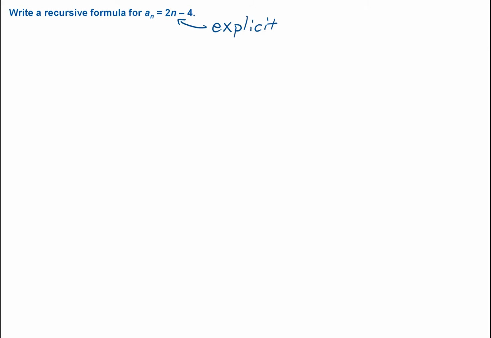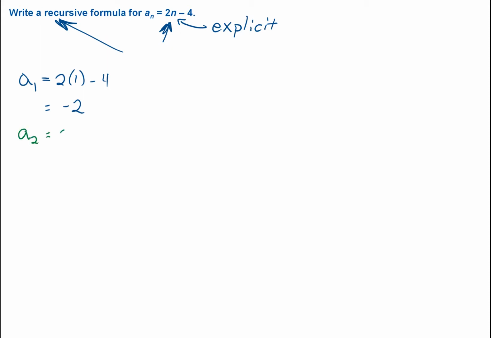But for practice, we're going to figure out, how can I convert this explicit into recursive? Well, first, we have to figure out what our a sub 1 is, because remember, we always need a sub 1 with our recursive formulas. So let's plug in the formula. It's 2 times 1 minus 4, which is equal to negative 2. So I know where to start. Now let's lay out the first few terms and we can come up with, how do I get to the next term? So what's a sub 2? Still using the explicit formula.